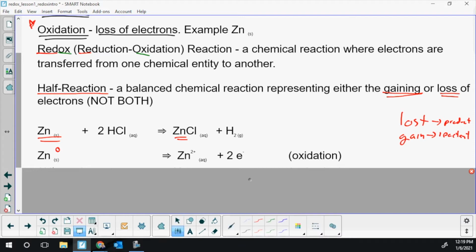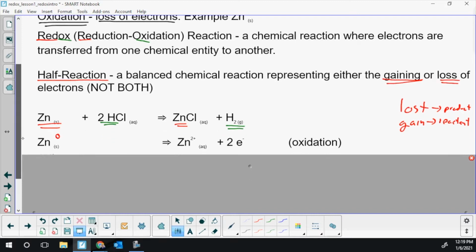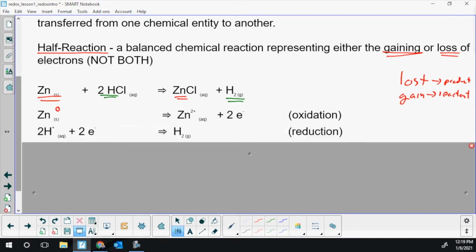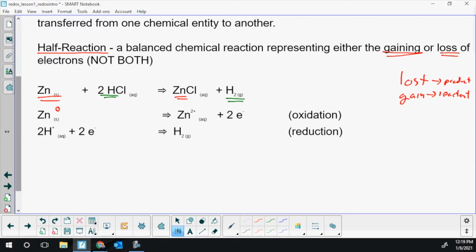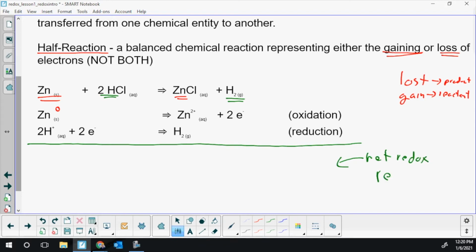Our other half reaction involves our 2 H pluses producing elemental hydrogen. So that's what we see in the reduction half reaction. I've pulled down the 2 H pluses. It requires the gaining of 2 electrons, and we get our elemental hydrogen. And I'm not going to write it out. If we netted these two reactions together, we would get the net redox reaction.